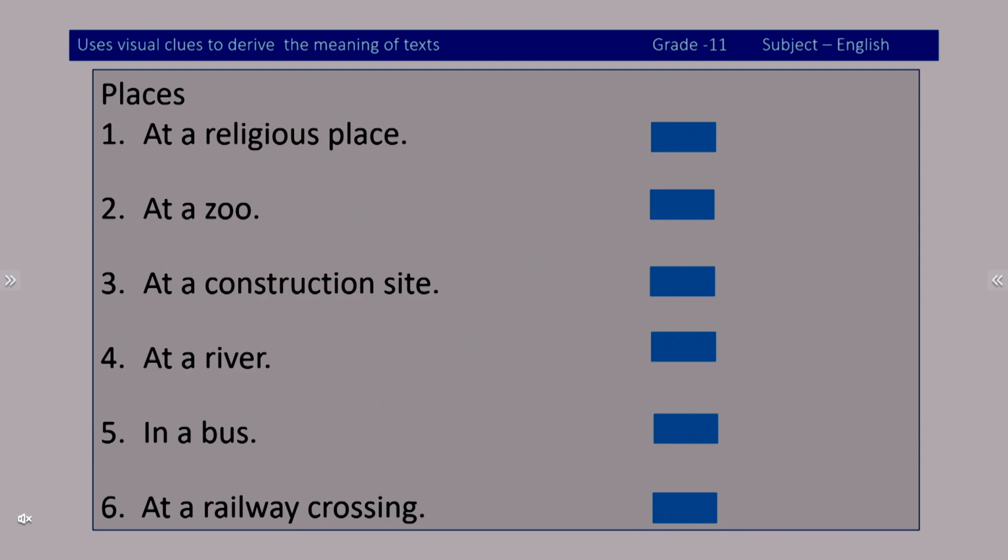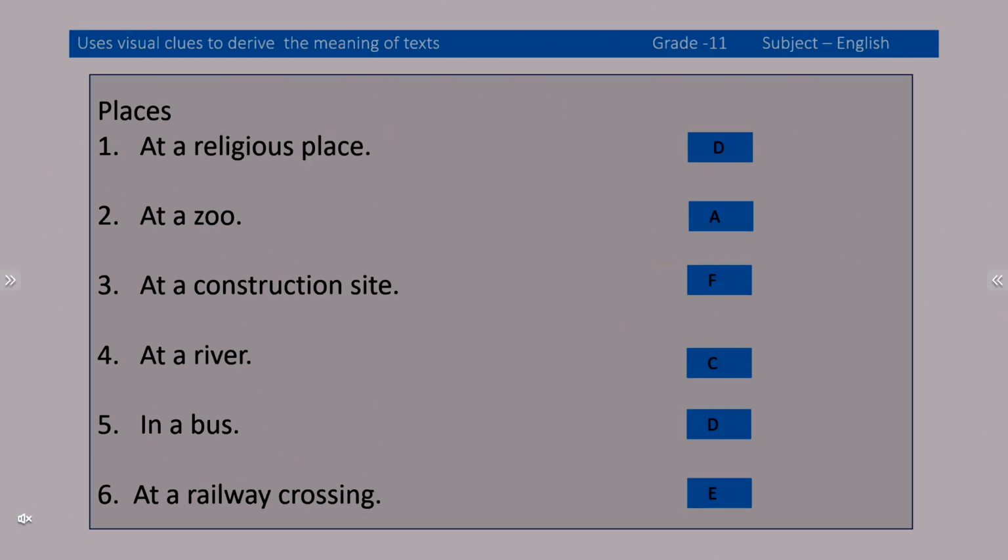Okay, let's check the answers now. Picture D, at a religious place. You know that when you enter a religious place, especially a temple, you have to remove your hats. So they say no for hats. A, picture A, you find it at a zoo. What does that say? Do not feed animals.